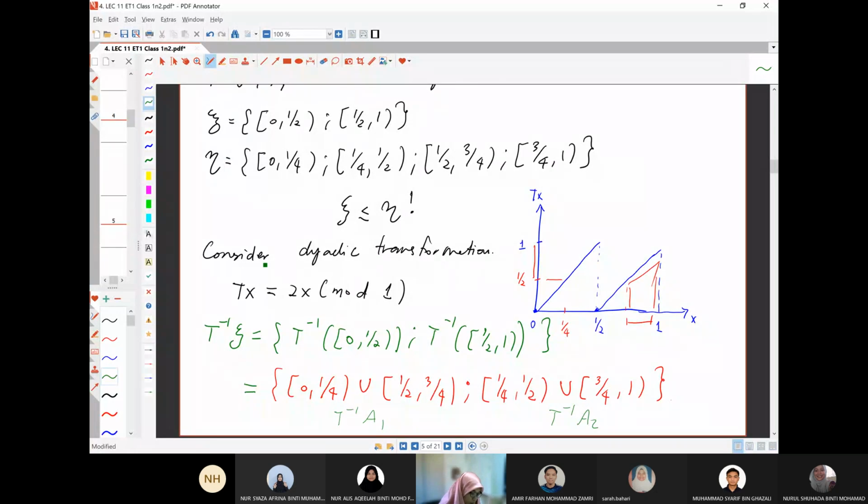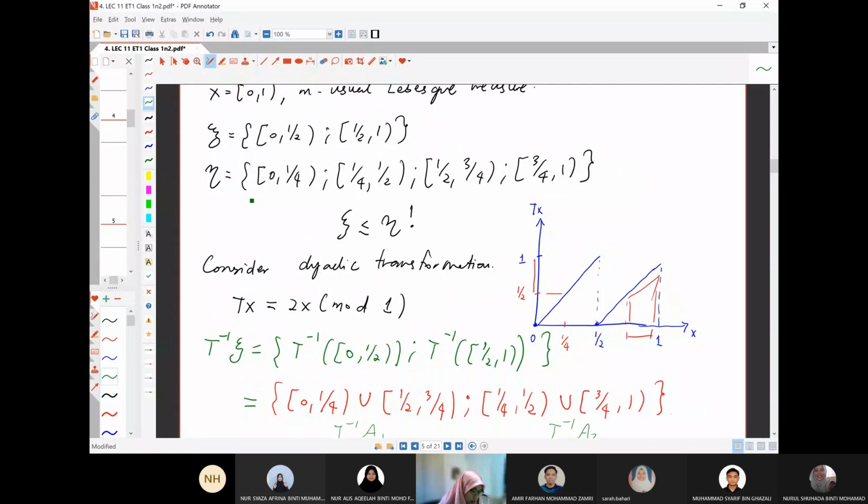Now, can you try to find the pre-image for eta, the second partition? I give you time for 5 minutes. I will come back around 10:40. Okay?